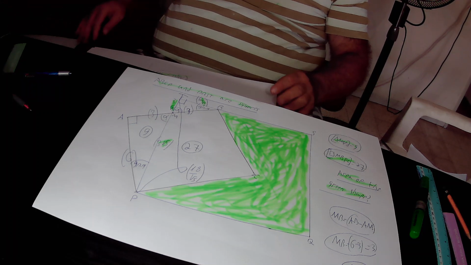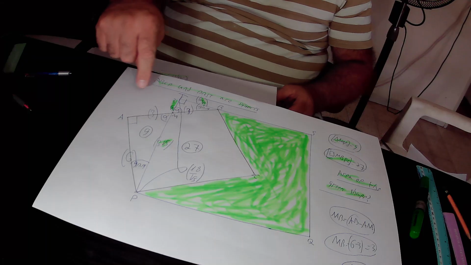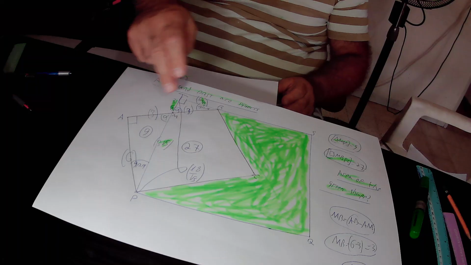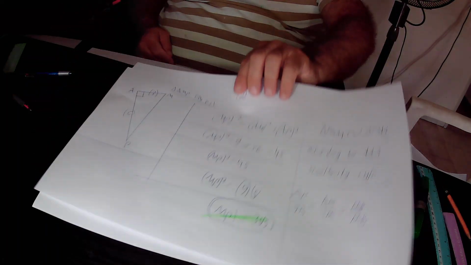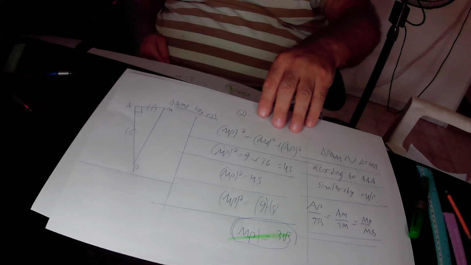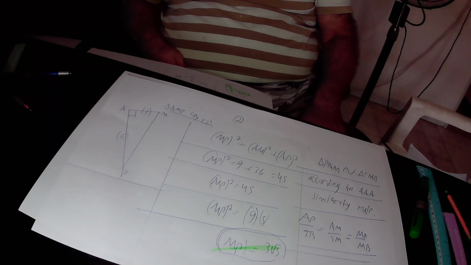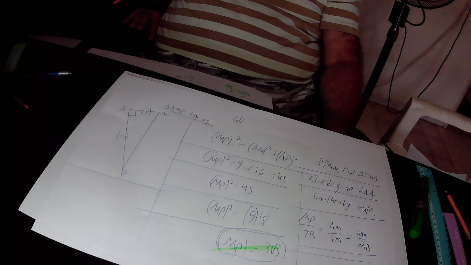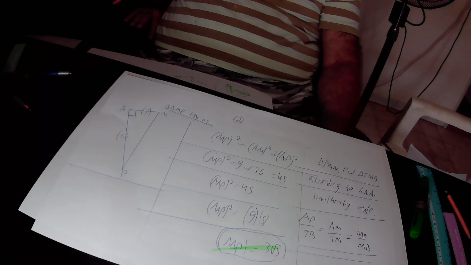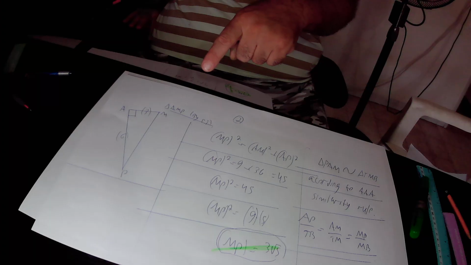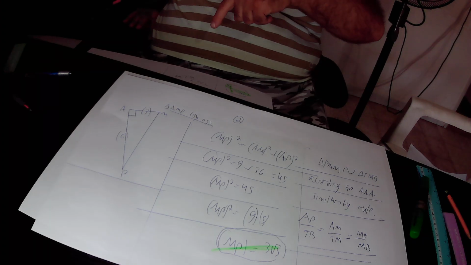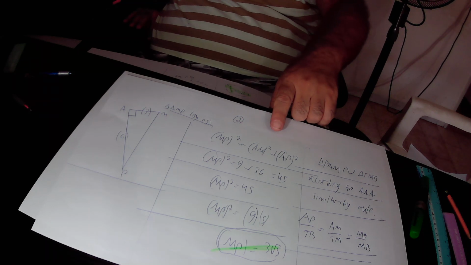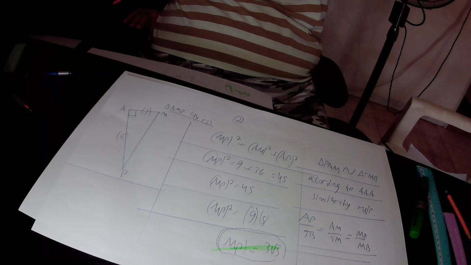In the next step, I copied the right triangle AMP and implemented the Pythagoras theorem on it. According to the Pythagoras theorem, in any right triangle, the square of the hypotenuse equals the sum of the squares of the perpendiculars. So in the right triangle AMP, MP squared, the square of the hypotenuse, equals AM squared plus AP squared.